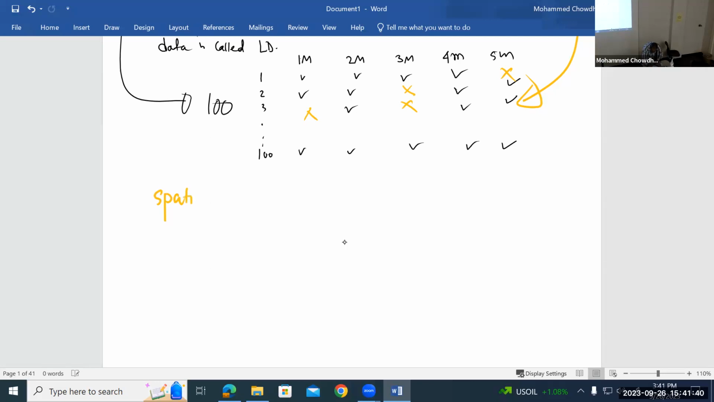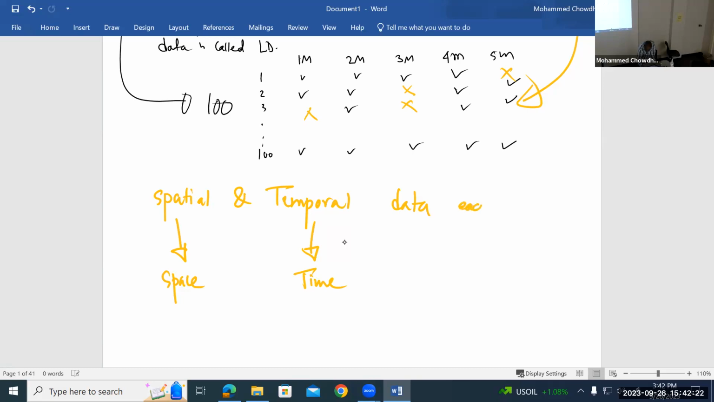Spatial and temporal data. Spatial coming from the word space, and temporal coming from the word time. Okay. So if data is collected from Ohio, Indiana, New York, New Jersey, Washington, DC, Minneapolis, something like that. So temperature is taken from each capital of the 50 states in the USA. Each capital means space. And then if I mention that at 9 a.m.